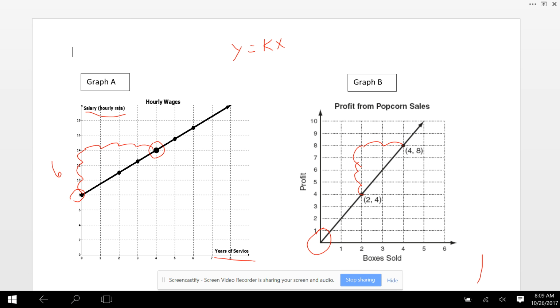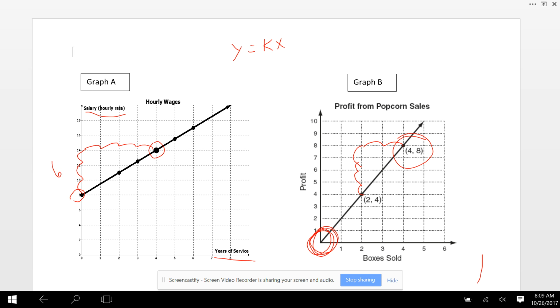So for the point (4, 8), which is right here, what does that mean? That means a profit of $8 for selling 4 boxes. What does the y-intercept mean? It's right here. We just talked about that a little bit. You sell 0 boxes. How much profit do you get? Zero profit.